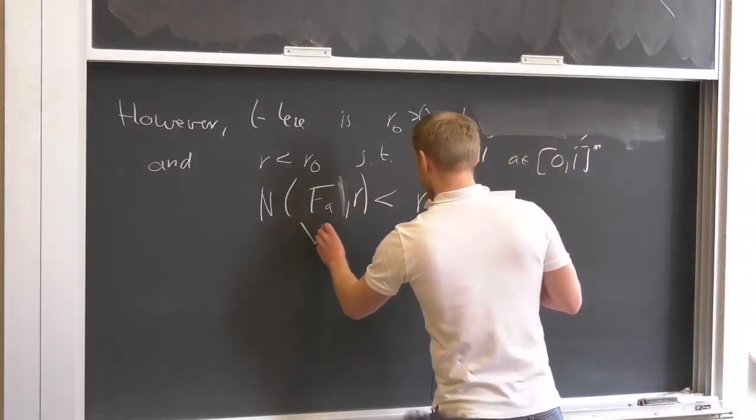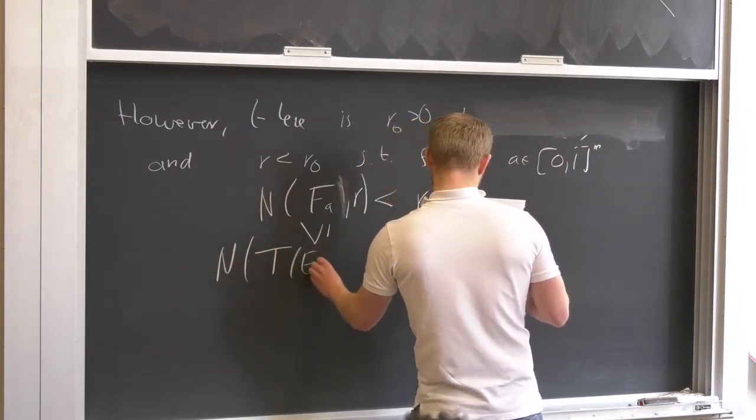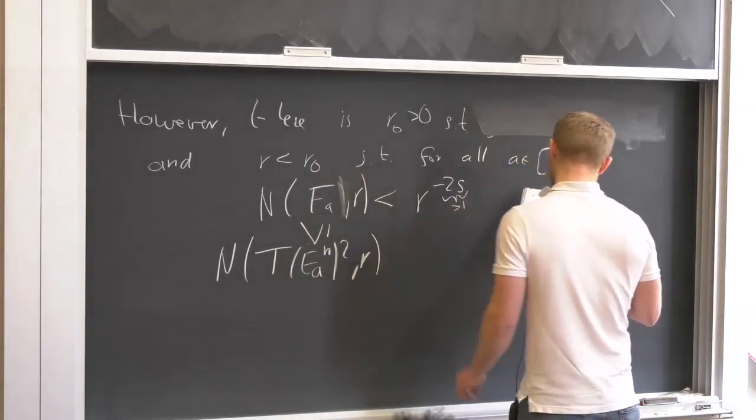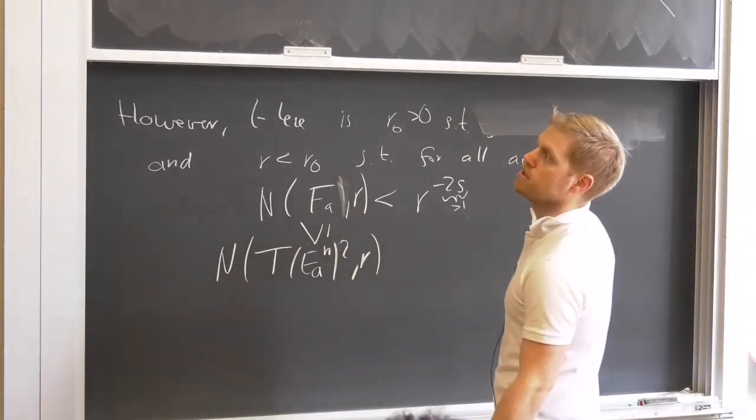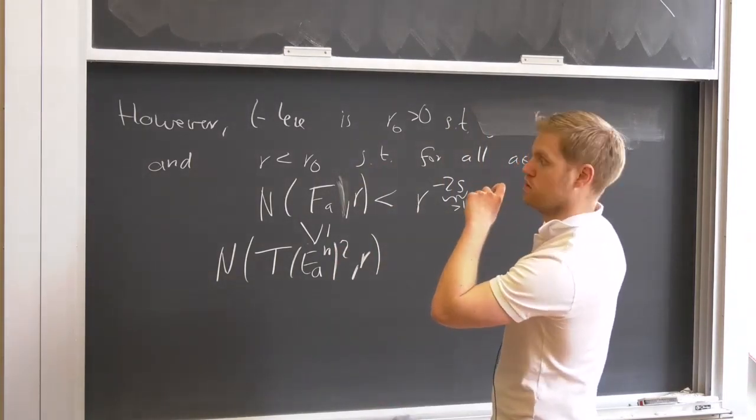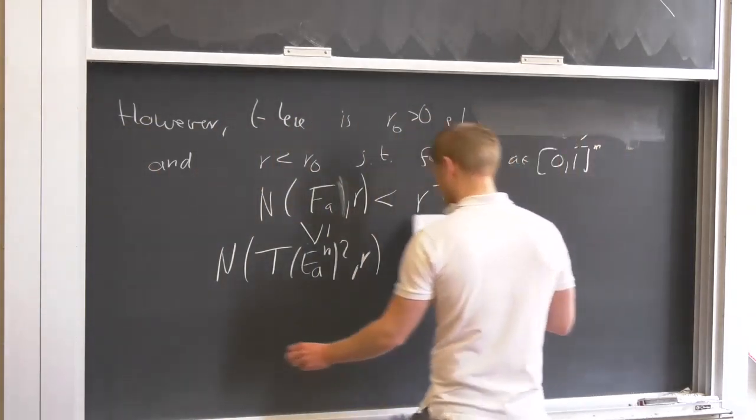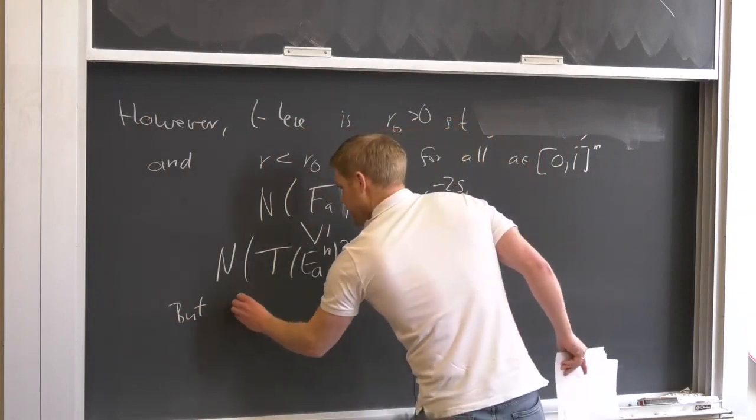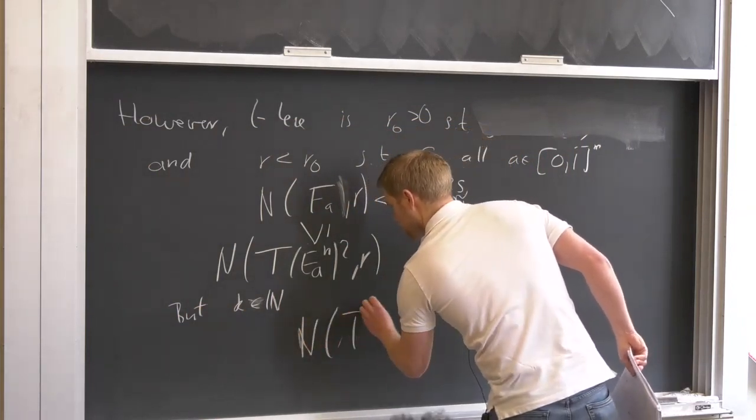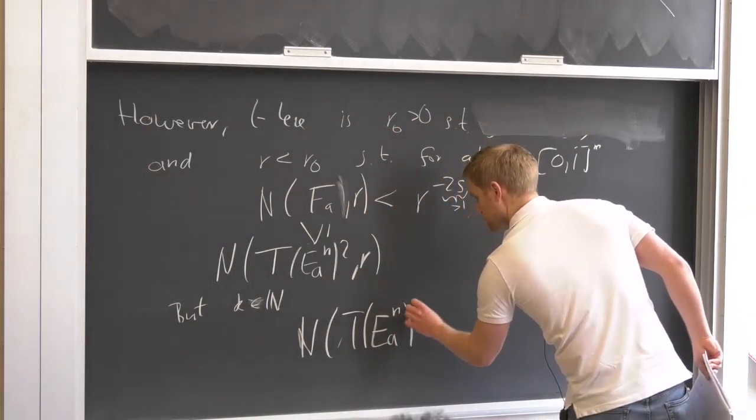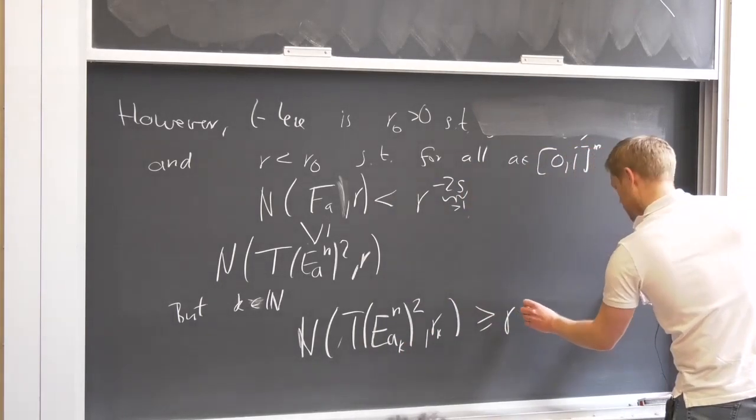However, note that this one here is smaller or equal to the number of balls needed to cover this. Okay. However, we know that for the case we chose, this is bigger. But for A in N, the number of balls is larger or equal to R^k.